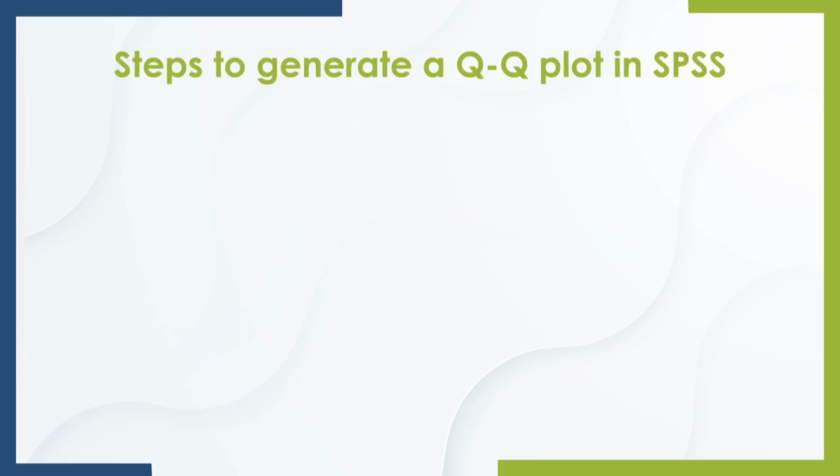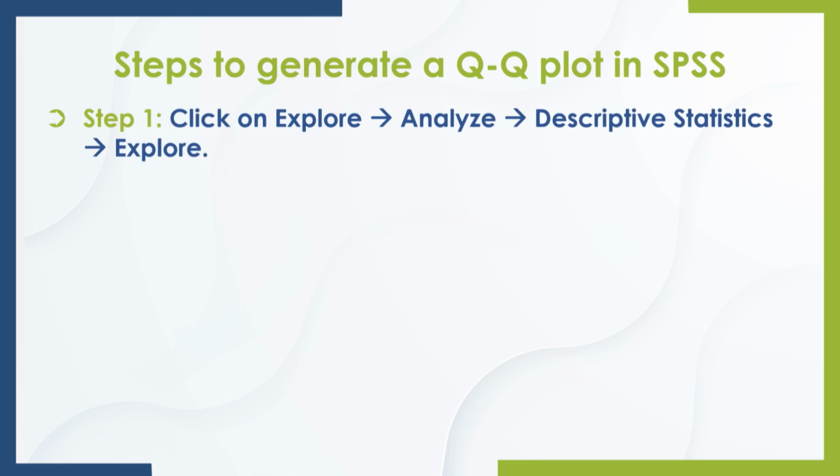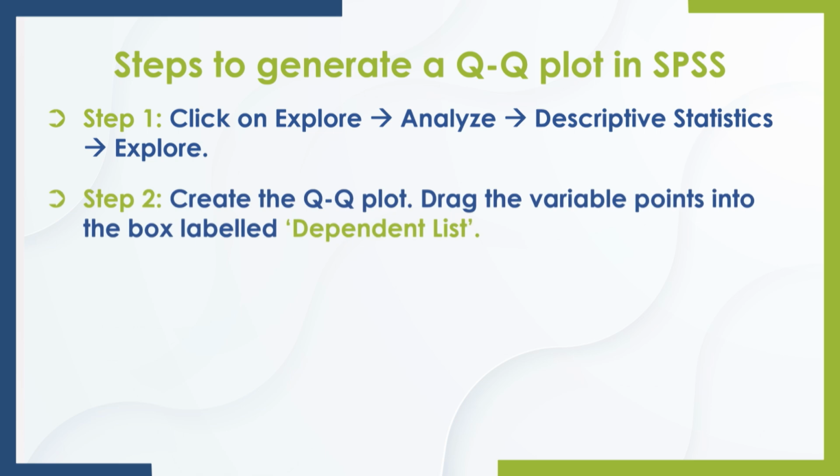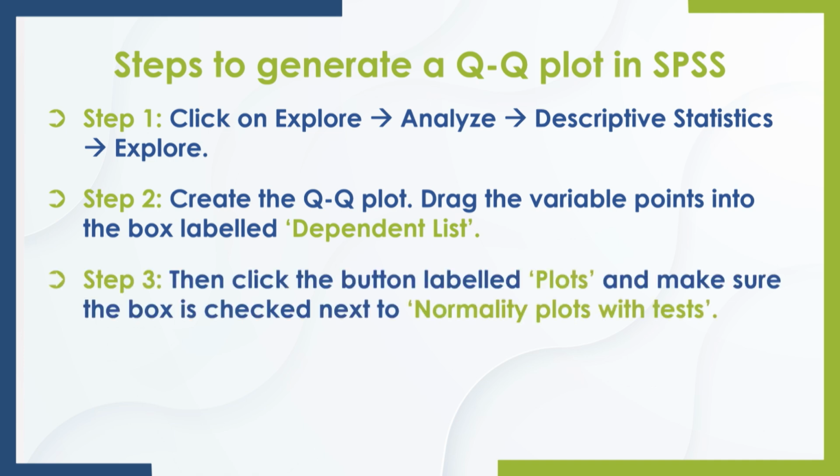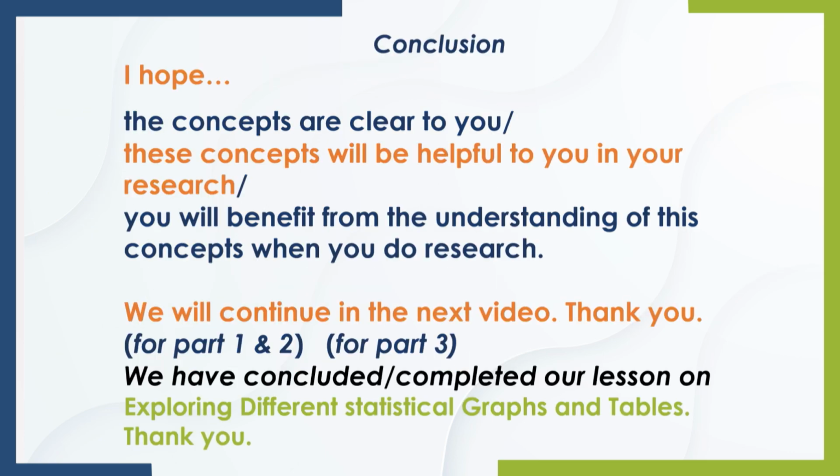Step 2, generate a QQ plot in SPSS. Step 1, click Analyze. From the Analyze menu, click Descriptive Statistics, then click Explore. Step 2, create the QQ plot. Drag the variable points into the box labeled Dependent List. Step 3, then click the button labeled Plots and make sure the box is checked next to Normality plots with tests. Step 4, then click Continue and click OK.